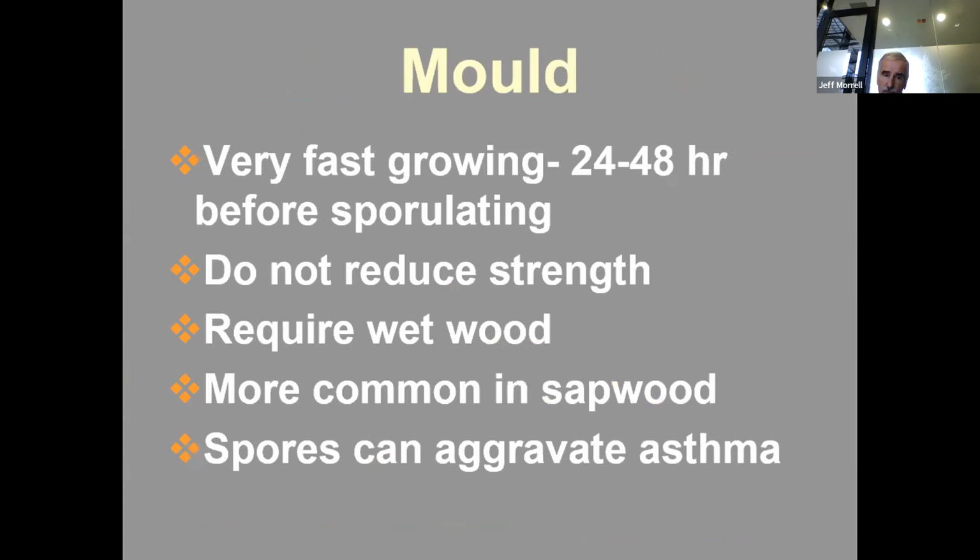As I said, mold is fast growing and doesn't reduce strength. Molds require wet wood, so if the wood has mold, it's been wet at some point in time. It's more common on sapwood, which is the outer living part of the tree. Some spores can aggravate asthma, and some people are very sensitive to molds, and we have to be cautious of that, but it's a very small percentage of the population.